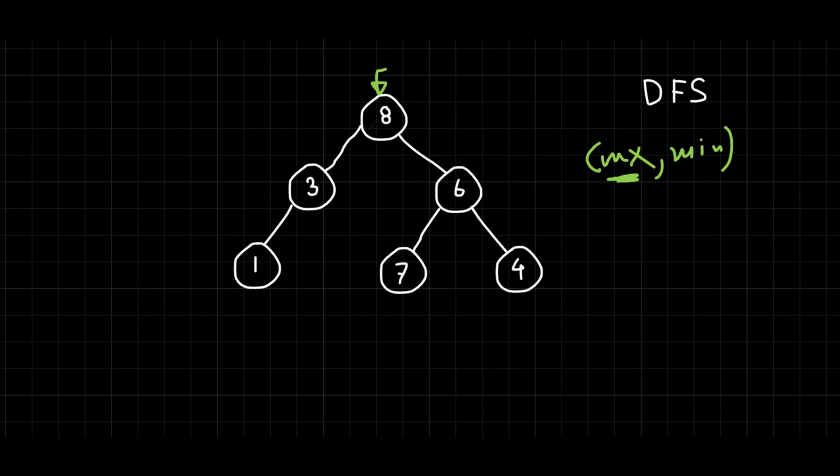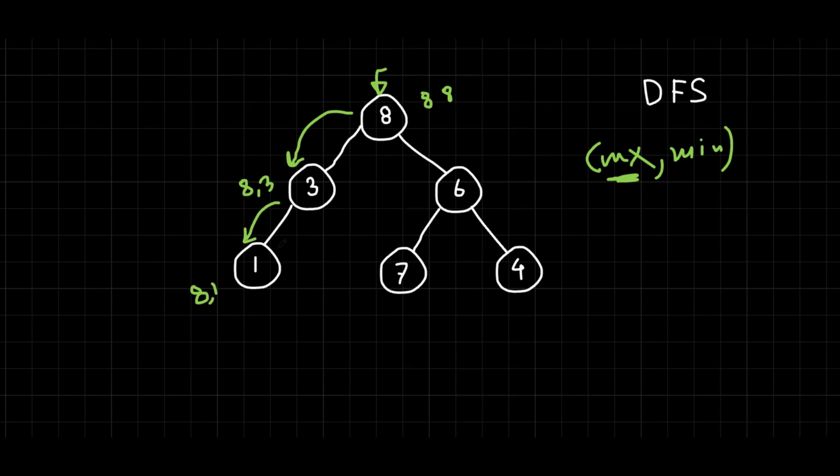initially our call starts from root 8. Here for this root 8, the maximum is 8 and the minimum is also 8. Okay. Now from 8, we will go to the node 3. Now for this node 3, the maximum value in the path from 8 to 3 is 8 and the minimum value is 3, which is this node. Now from this node, we will go to the node 1 and here the maximum value will be 8 again and the minimum value will be 1.